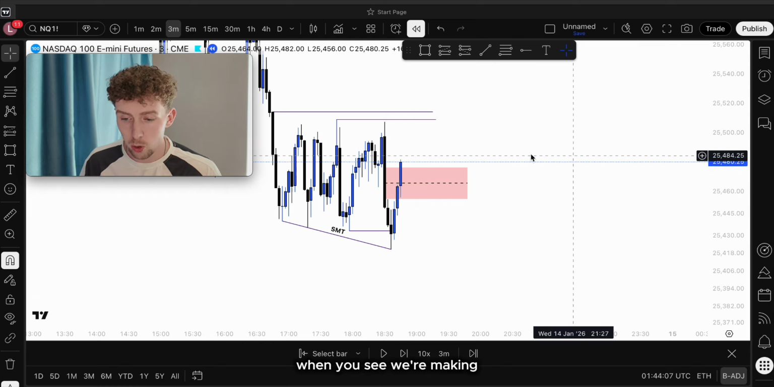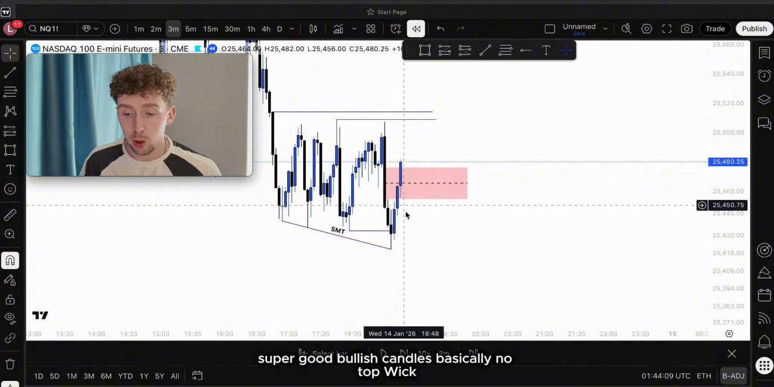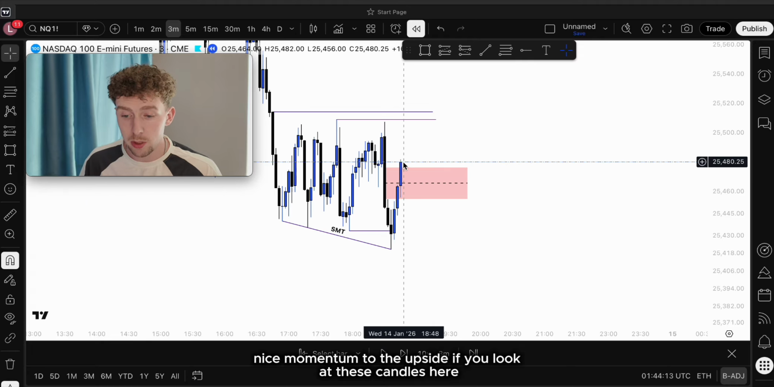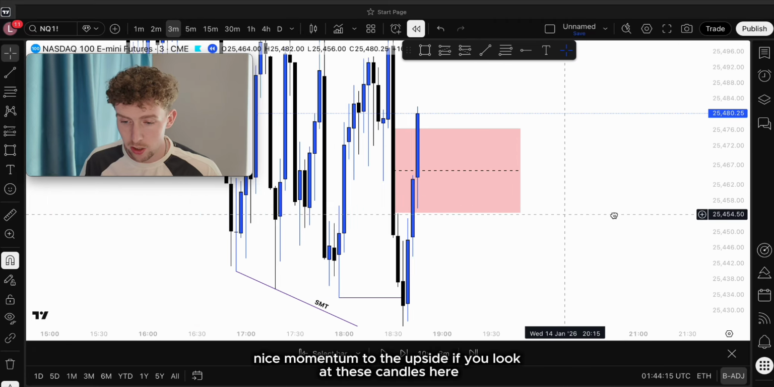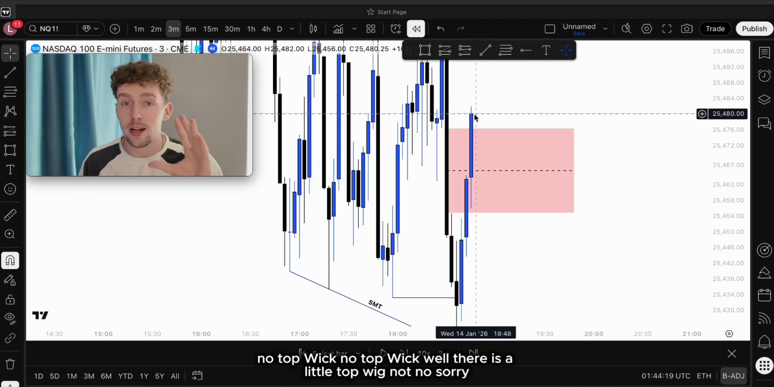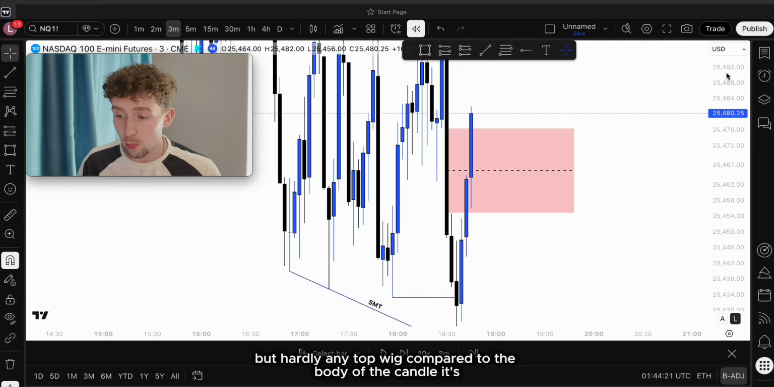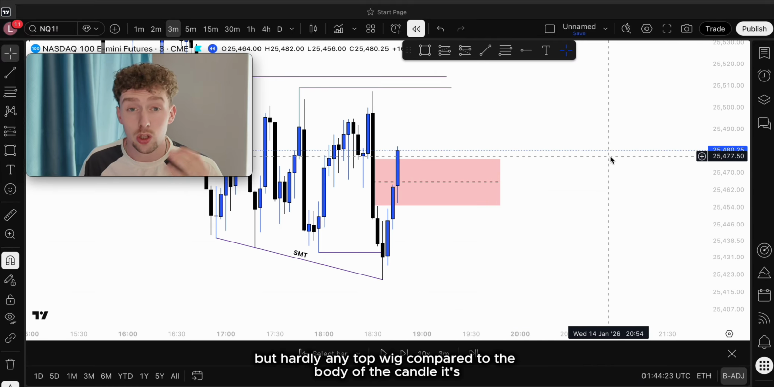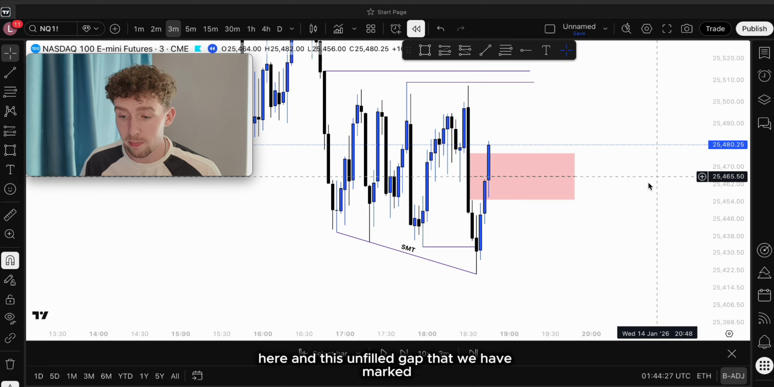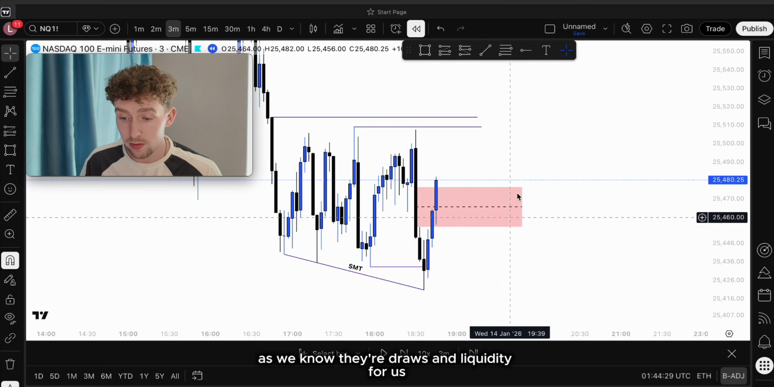you see we're making super good bullish candles, basically no top wick, nice momentum to the upside. If you look at these candles here, no top wick, no top wick. Well, there is a little top wick, sorry, but hardly any top wick compared to the body of the candle. It's looking super bullish to these highs here and this unfilled gap that we have marked, as we know there are draws on liquidity for us.